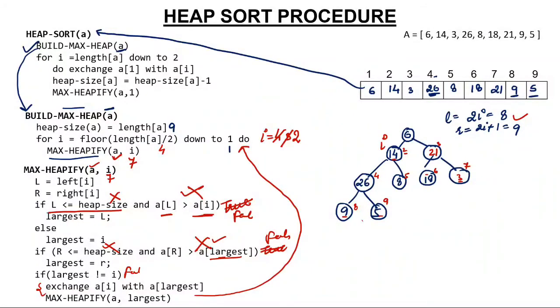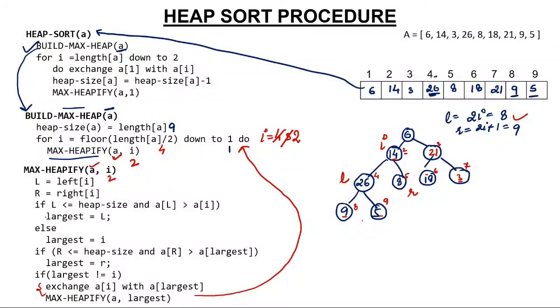Now what will happen? Again I'm calling MaxHeapify on the array with I value 2. So I will become 2. Let me rub all this rubbish. What will happen? L will have left I, and R will have right I. Is L less than heap size? Yes, L is 4 and heap size is 9. True. Is A[L], which is 26, greater than A[I], which is 14? Yes, this is also true. So the condition becomes true.